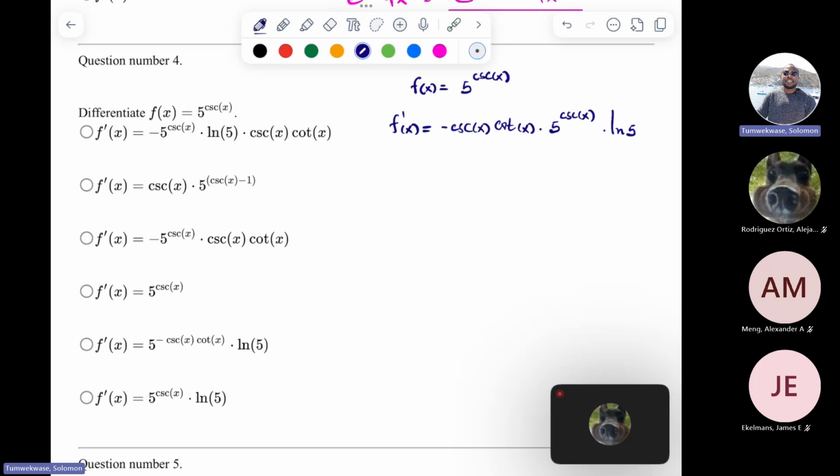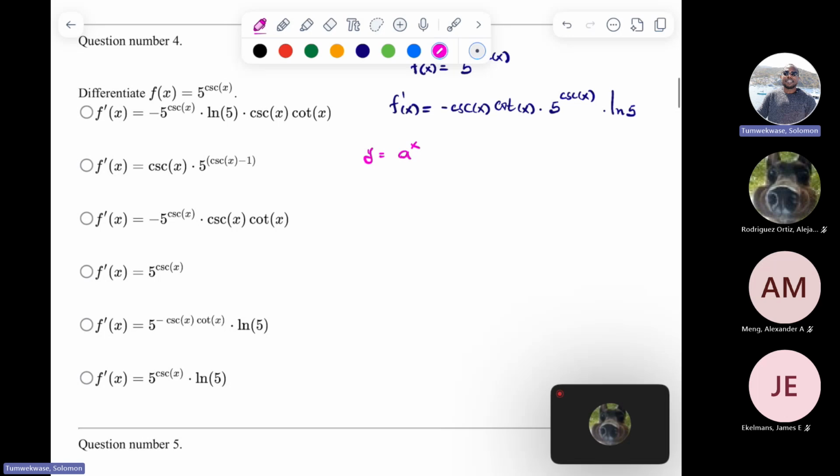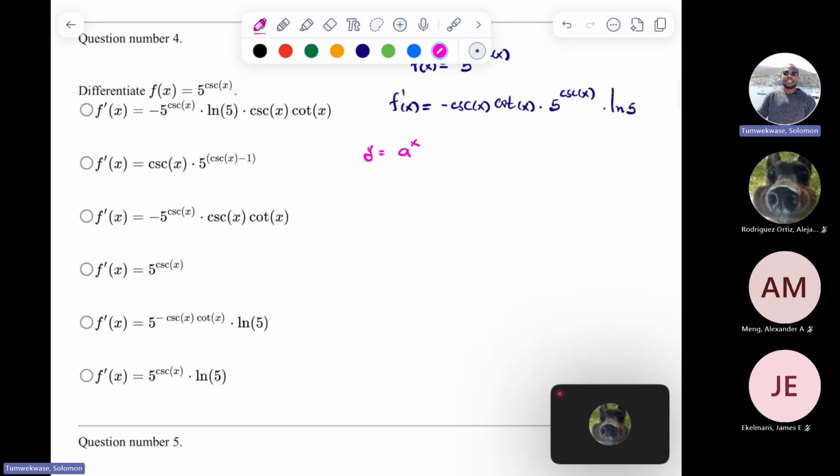But maybe, once again, just for some people who may not know, let's say I want to differentiate a to the x, right? Now, when I take natural log both sides, I'll have natural log of y is equal to natural log of a to the x. By rules of logarithms, this x can drop. So I'll have x natural log of a.